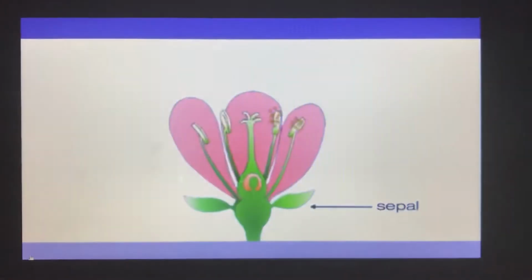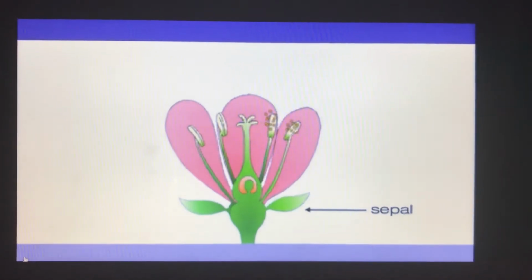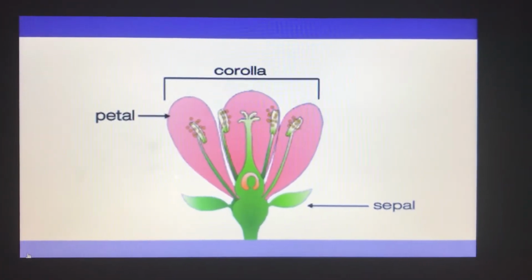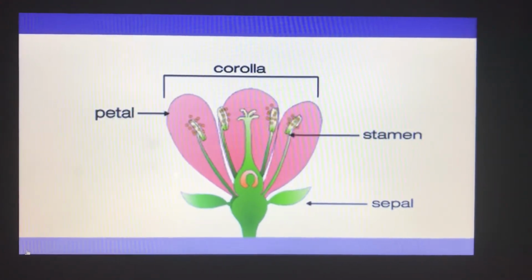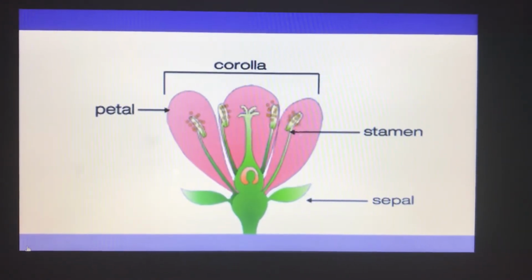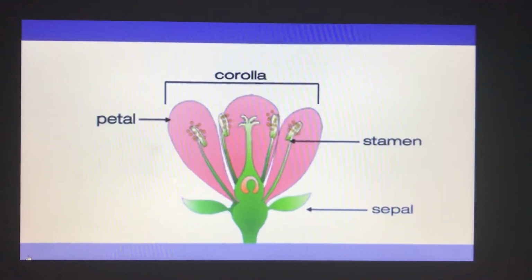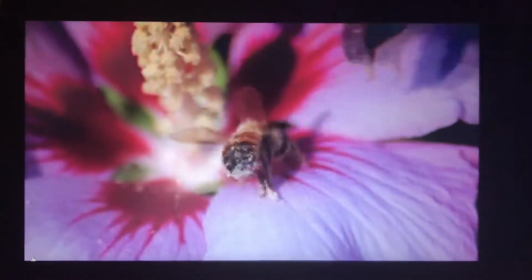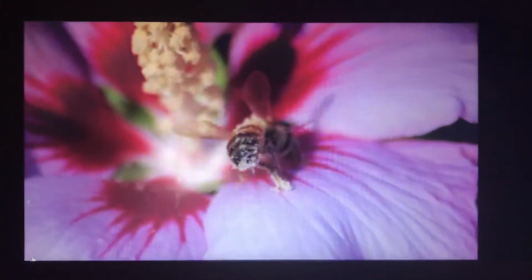The colorful part of the flower that is most visible is the petal. All the petals together are called the corolla. Little stalks that stick up are called the stamen. The stamen produces and holds little grains of golden dust called pollen. Pollen contains cells that are very important in the reproduction of flowering plants.